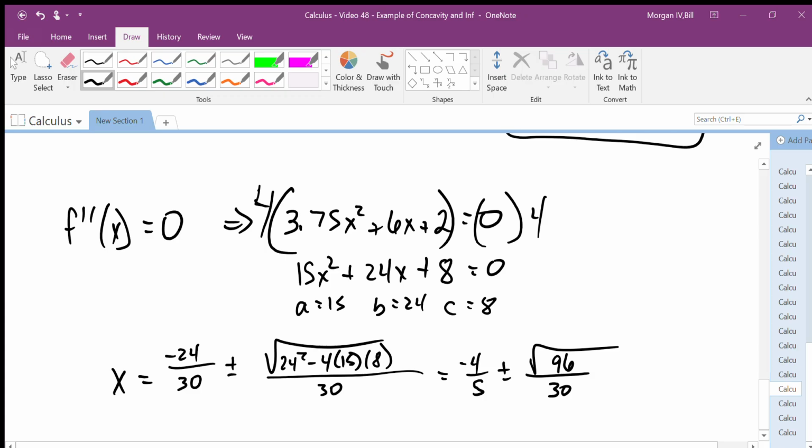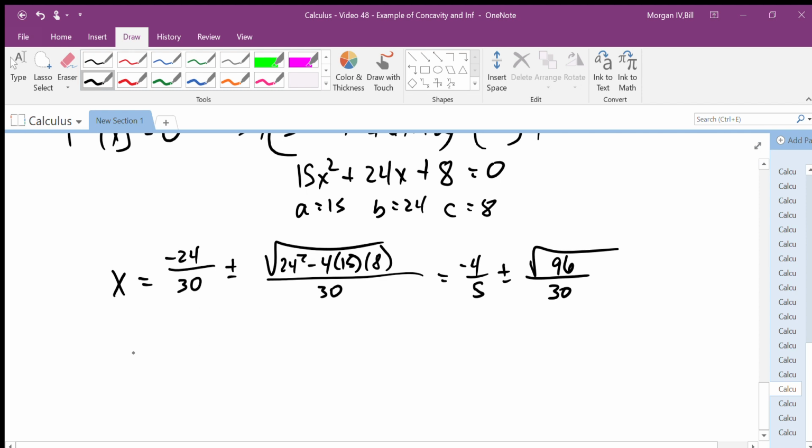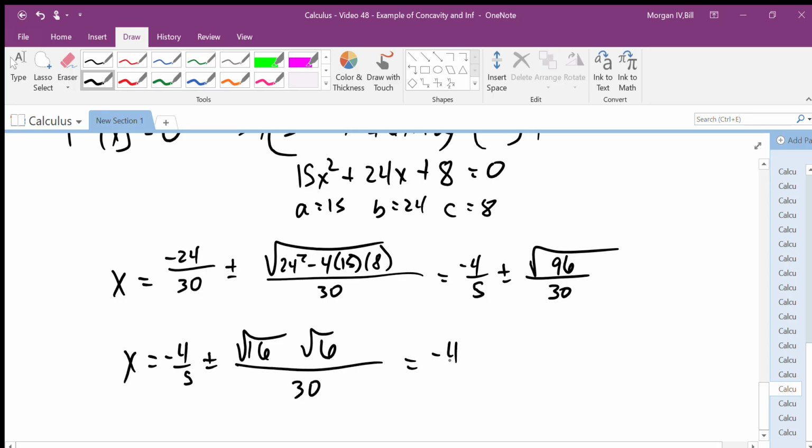Now 96 divides, I believe, by 16, yeah. So I can rewrite this as x equals negative 4/5 plus or minus square root of 16 times square root of 6. 16 times 6, 96 over 30. That is equal to negative 4/5 plus or minus 4 root 6 over 30. 4 and 30 divide by 2, so negative 4/5 plus or minus 2 root 6 over 15.